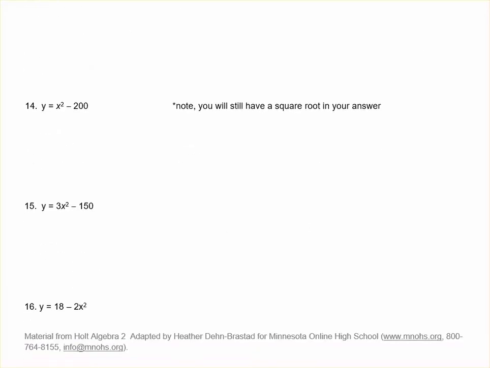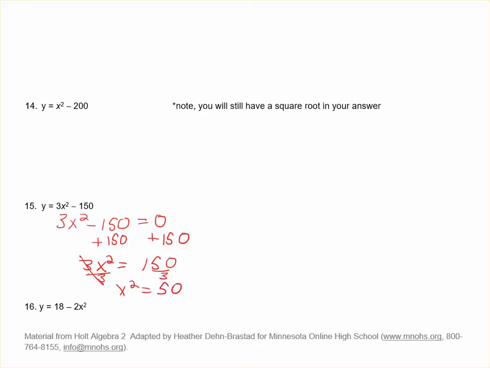15. Sometimes you'll have to simplify the roots when you're done. You won't get a perfect square. So our first step is to write this equal to 0. So instead of equal to y, we want it equal to 0. The next step then is to add the constant to the other side, or subtract sometimes, so that you can simplify further. So we get this. Now I want the x squared by itself, so I divide by 3. That cancels, and you're left with x squared equals 50.